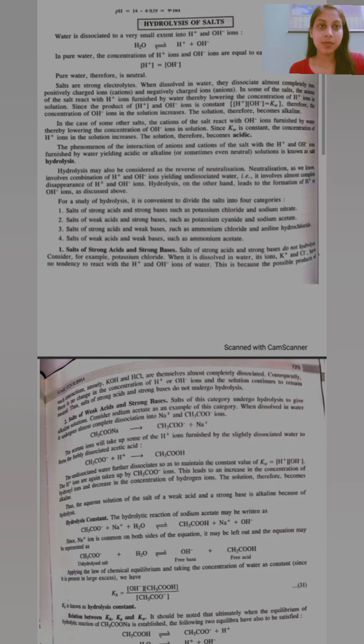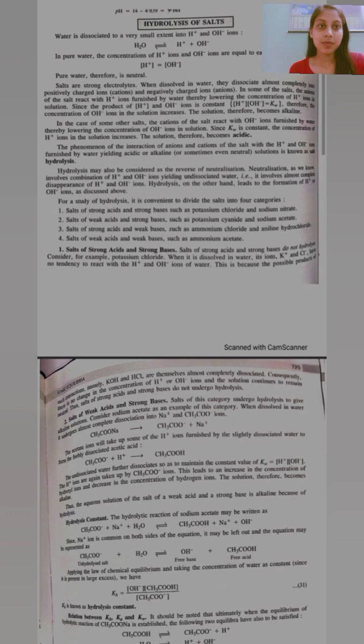Neutralization, as we know, involves combination of H+ and OH- ions yielding undissociated water, that is, it involves almost complete disappearance of H+ and OH- ions. Hydrolysis, on the other hand, leads to the formation of H+ or OH- ions as discussed above.